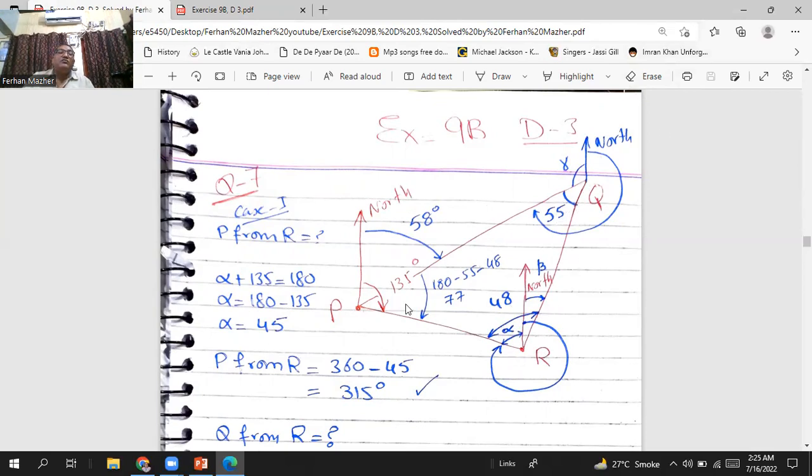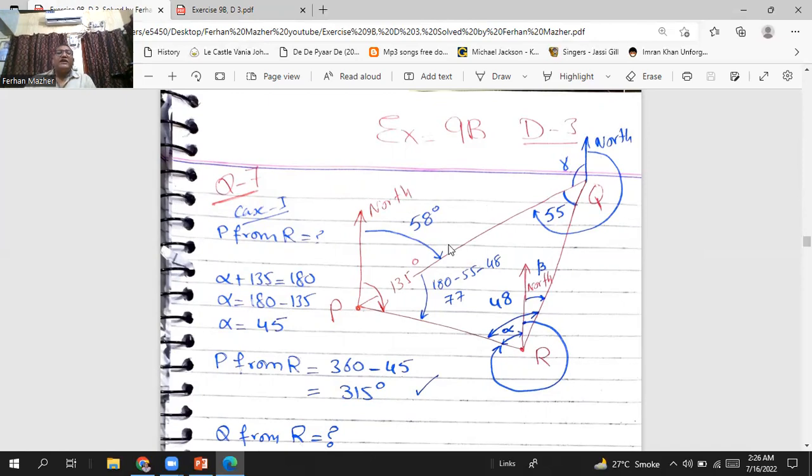So the Q will be the RQP angle, that's 55. So this is how you will make this diagram. And the important thing is that the data which they have given you, that there can be two diagrams. Okay, so this is the first diagram. I call it case one.